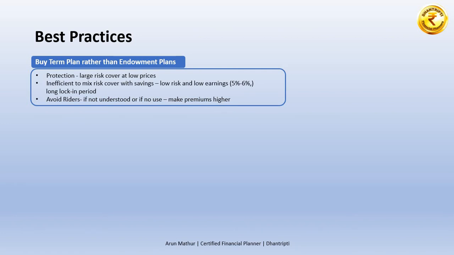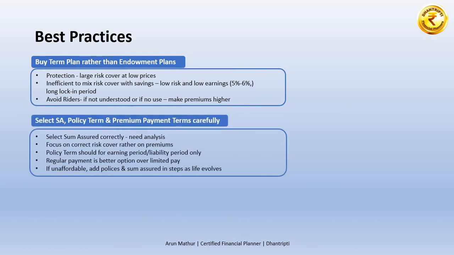Okay. We must also try and avoid riders if we do not understand, or if those riders are of no use to us, because they only unnecessarily add and make our premiums higher. Second important thing when you're taking a plan, and of course, suppose you have chosen to take a term plan, is that we select the sum assured correctly by doing our need analysis. Just as we saw in the previous slide.